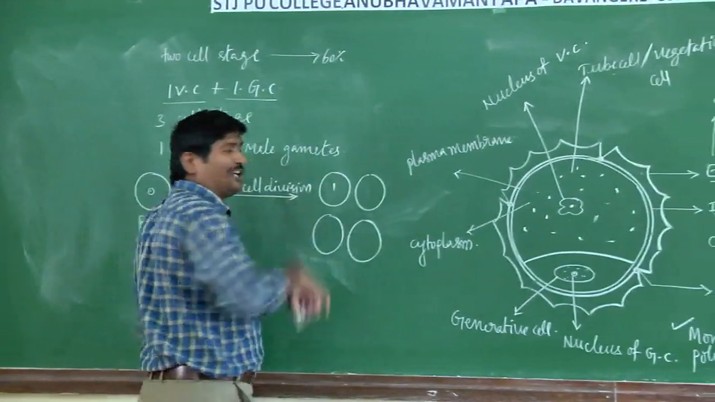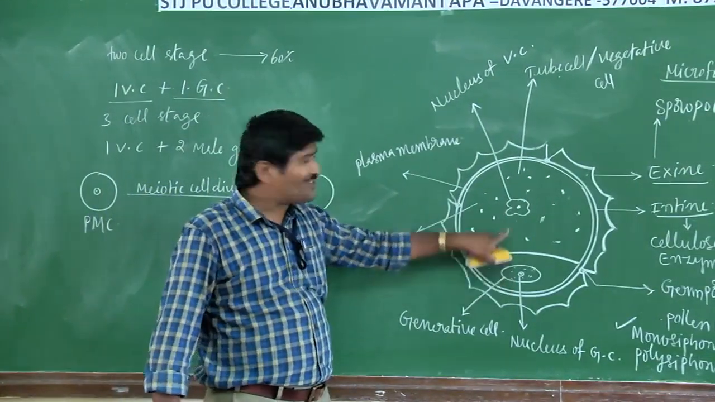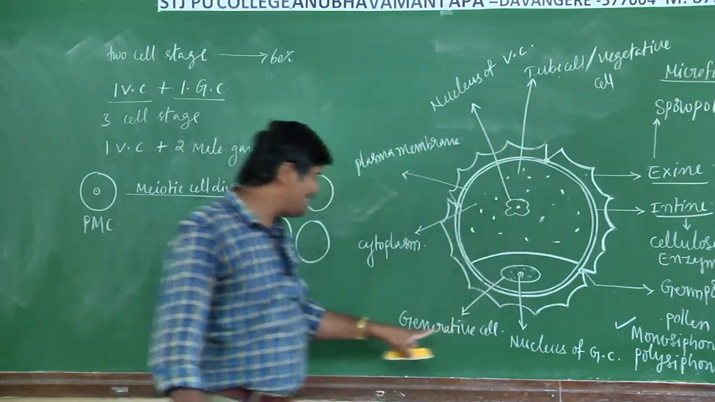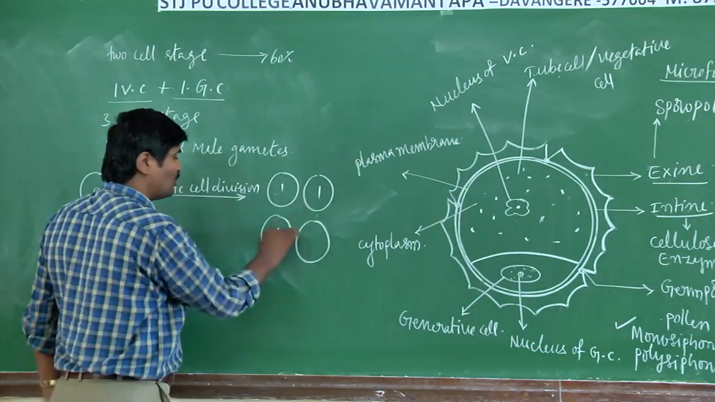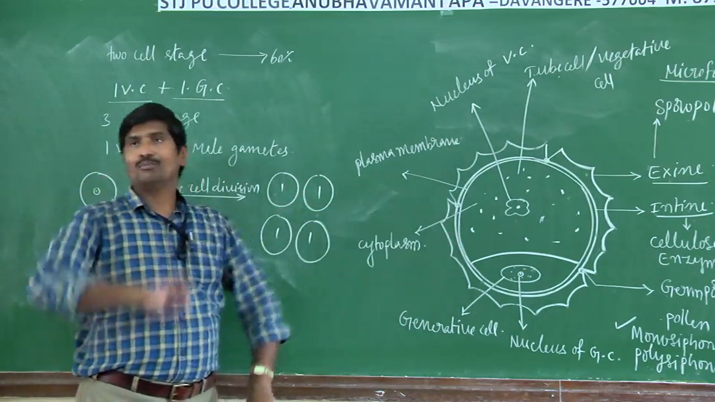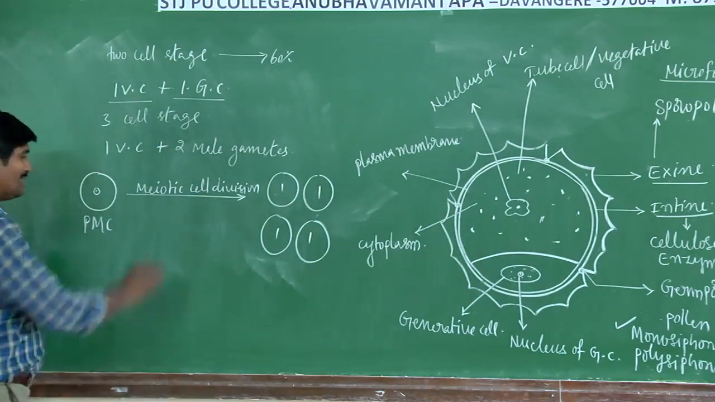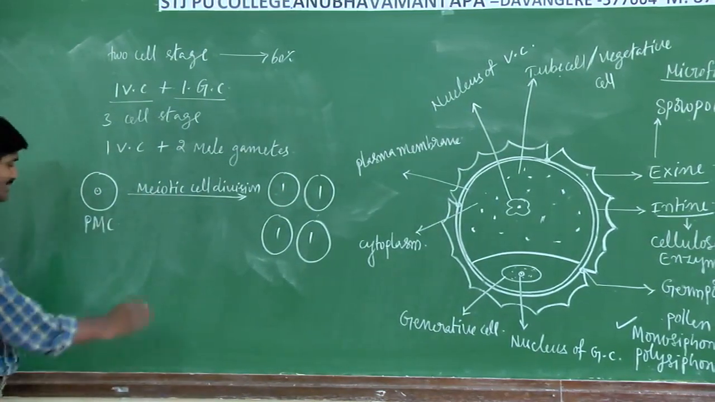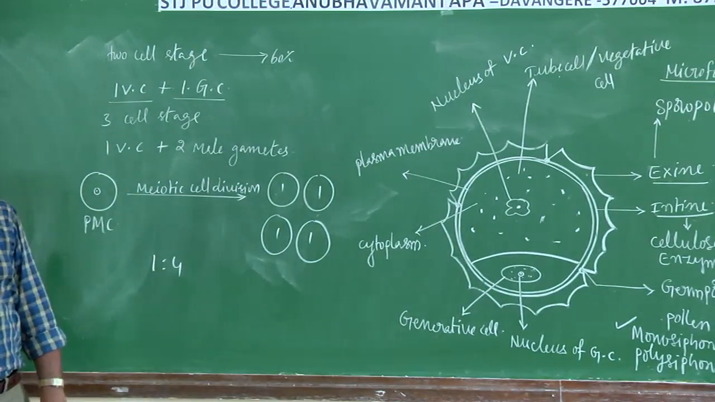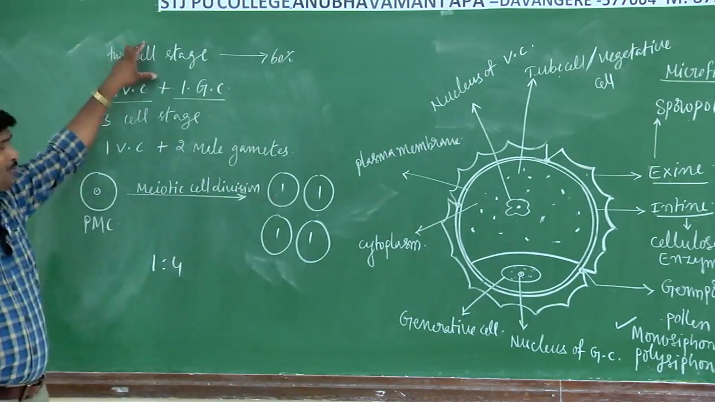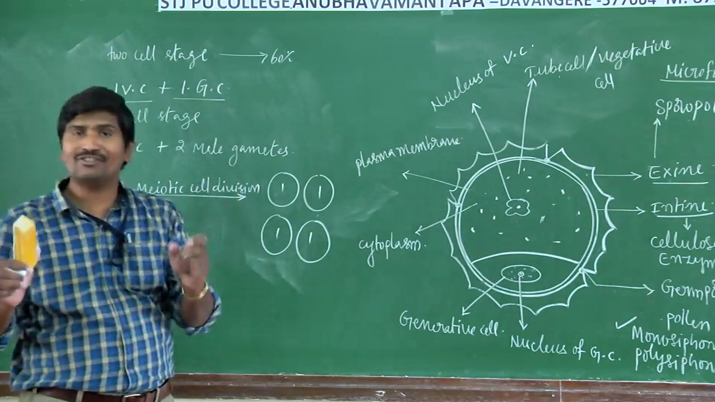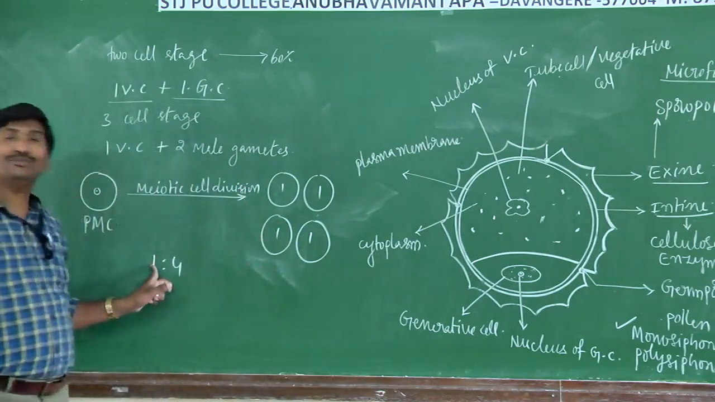Now, the first mitotic cell division. With the help of the first mitotic cell division, that is an unequal mitotic cell division, how many cells are formed? Two cells, a vegetative cell and a generative cell. Each pollen grain undergoes the first mitotic cell division. The meiotic cell division is equivalent to the pollen mother cell. That's why here the ratio is 1:4. This ratio is very, very important. For the formation of the two-cell stage pollen grains from a single pollen mother cell, how many meiotic cell divisions and how many mitotic cell divisions are required? That is known as 1:4.